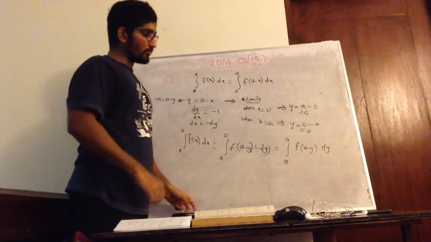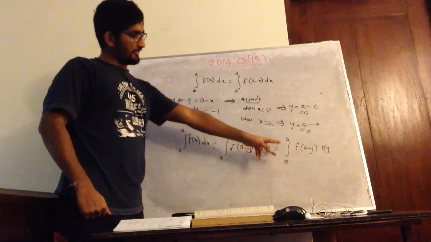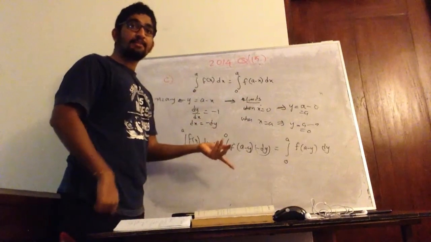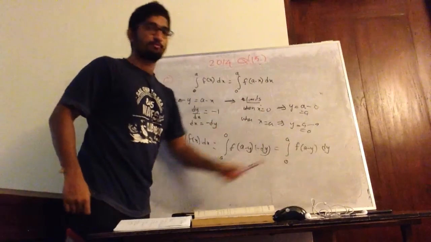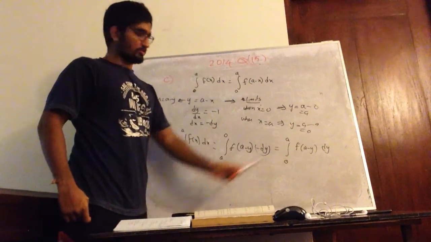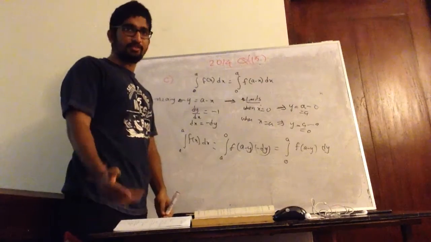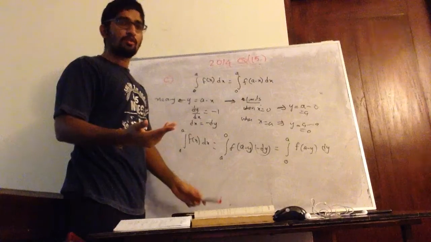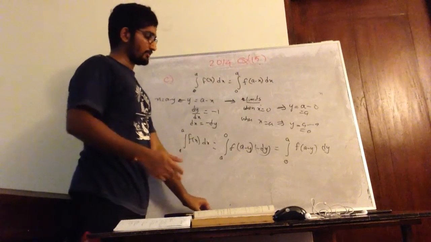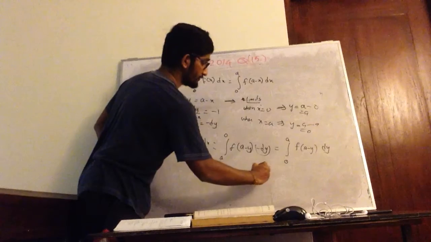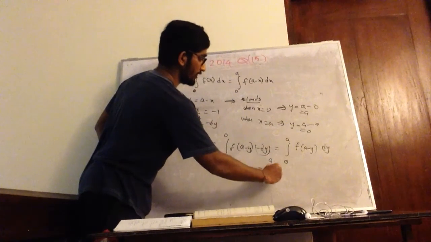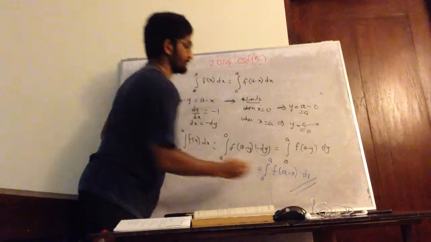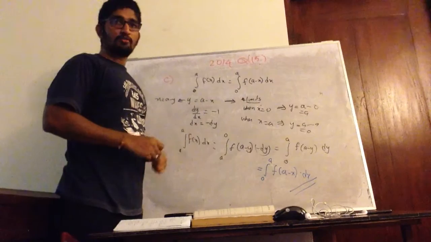Now this is an integration where the variable is y. So the variable, we can put anything now. I am going to put the variable as x. If I put the variable as x, then I will get the integral from 0 to a of f(a minus x) dx. So that is what they want us to show.